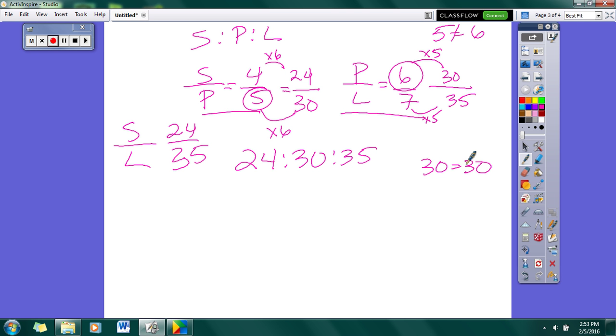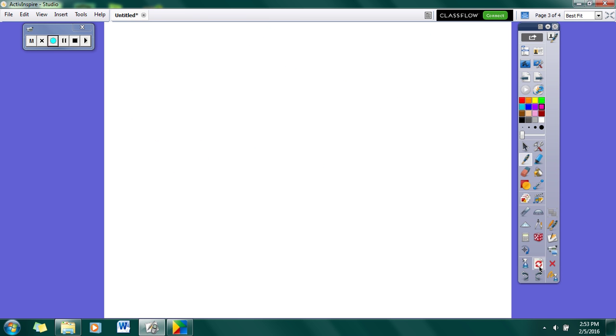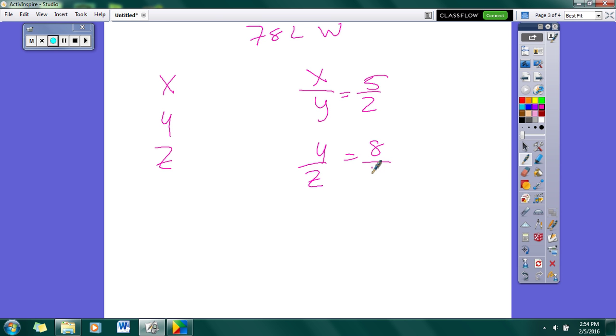So let's take a look at number 5. We're going to do a similar thing. Danny poured 78 liters of water in containers X, Y, and Z. The ratio of the volume of X to Y is 5 to 2, and the ratio of Y to Z is 8 to 11. So I'm going to look at my two ratios. What do they have in common? I notice they have Y in common. So 2 should be equal to 8. Well, 2 is not equal to 8.